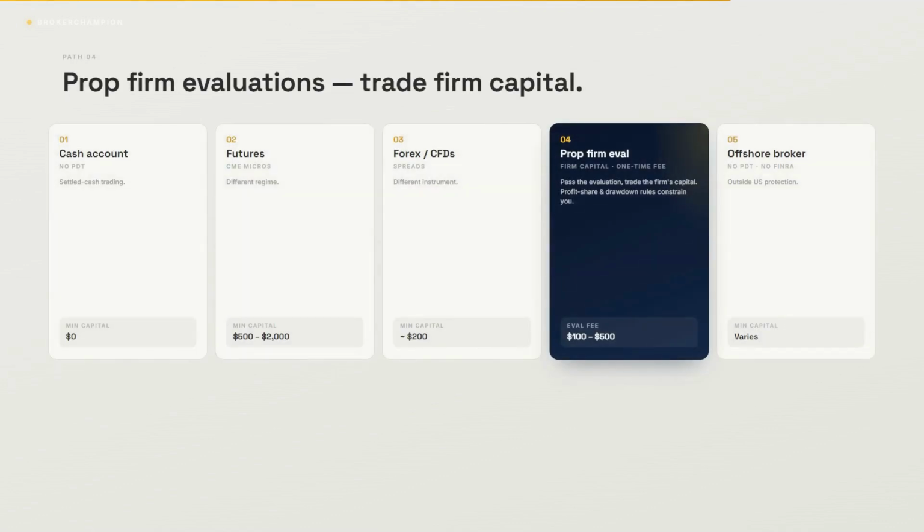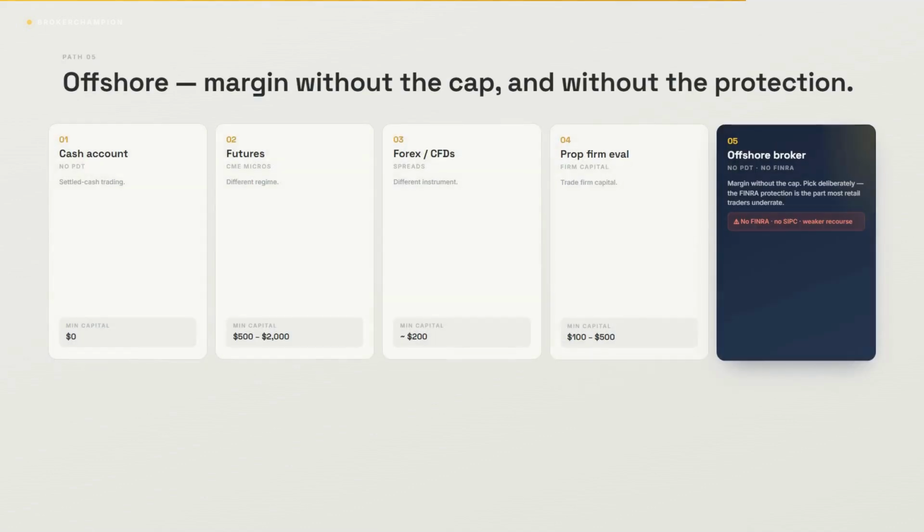Prop firm evaluations let you trade firm capital after a one-time fee, with profit share and drawdown rules. Offshore brokers will give you margin without a PDT cap, and without the FINRA protection, which matters more than most retail traders realize. Pick the one that matches your strategy. Don't just pick the one with the lowest barrier.